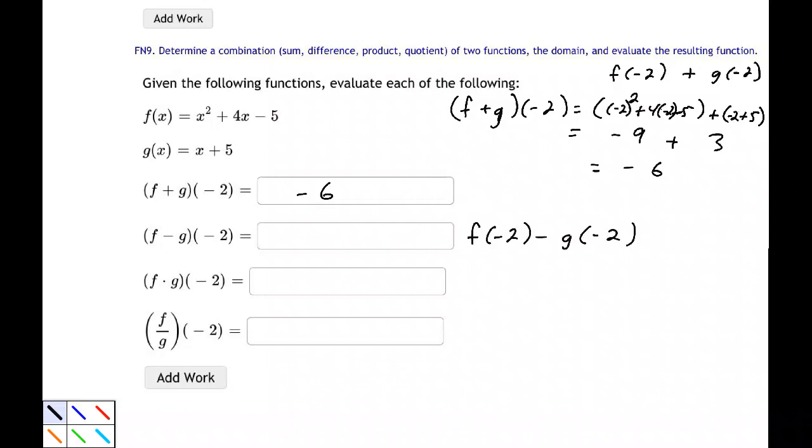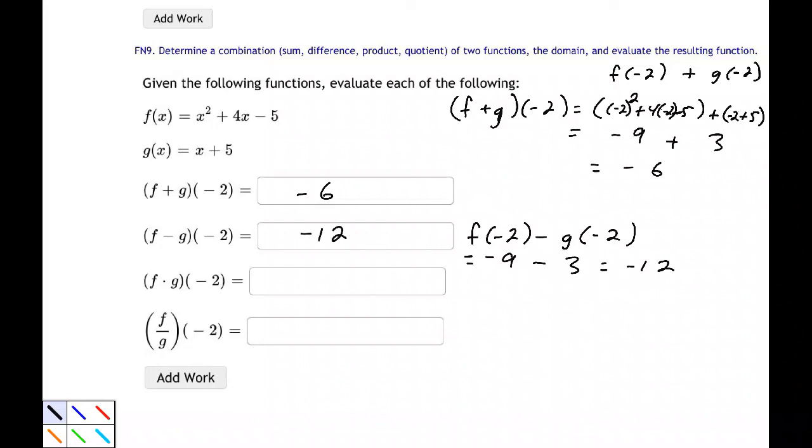Since I've already found those two values, I'm going to replace f of negative 2 with negative 9, minus g of negative 2, which we found is 3. So negative 9 minus 3 is negative 12. So f minus g of negative 2 is negative 12.